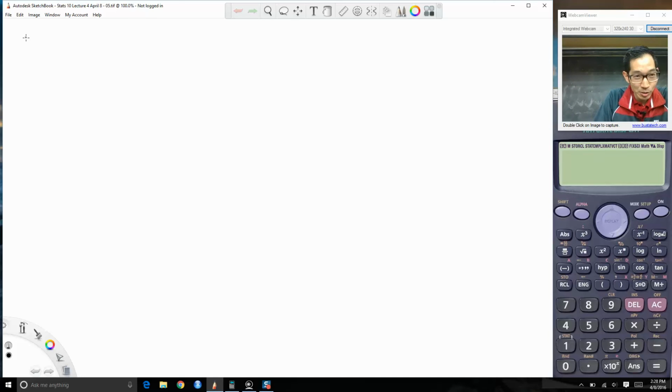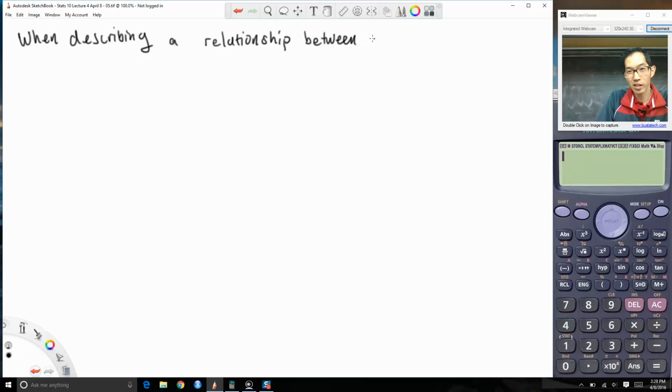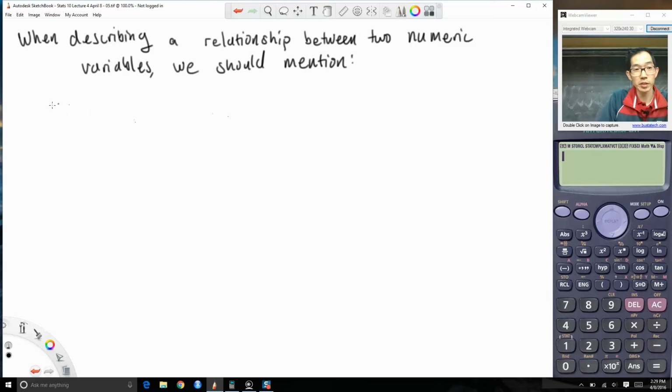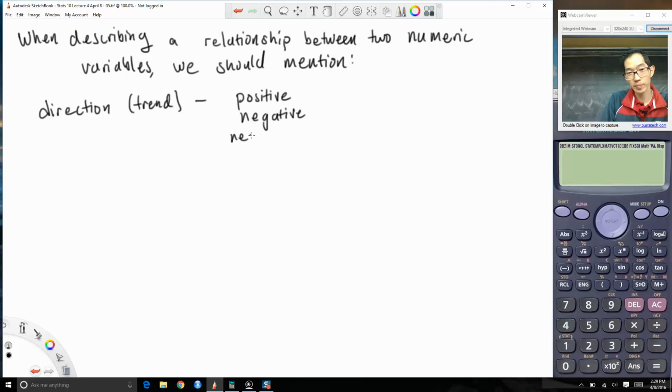All right, so when describing a relationship between two numeric variables, we should mention the direction or trend, okay, and that can be described as positive, negative, or neither positive nor negative.